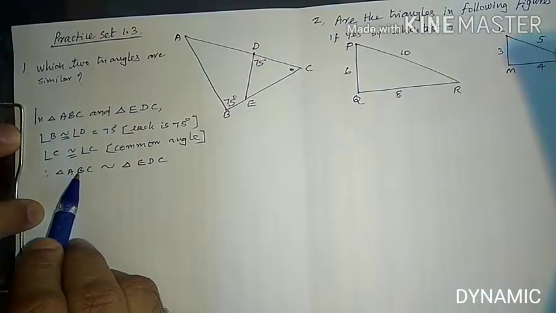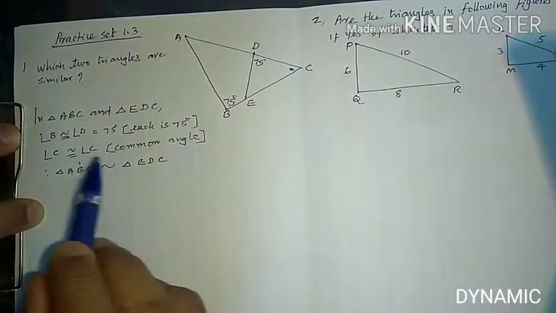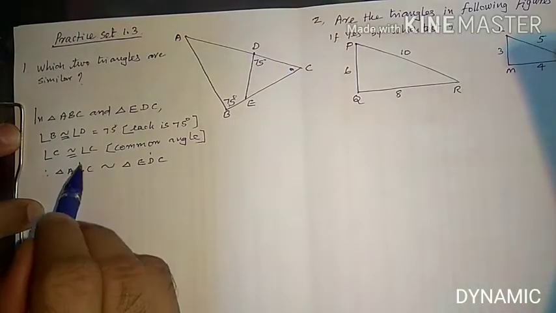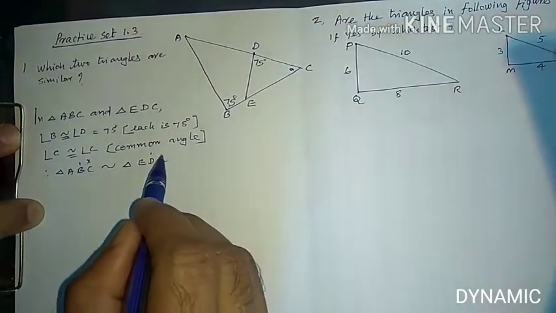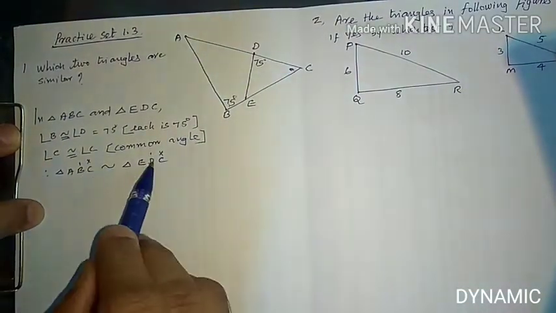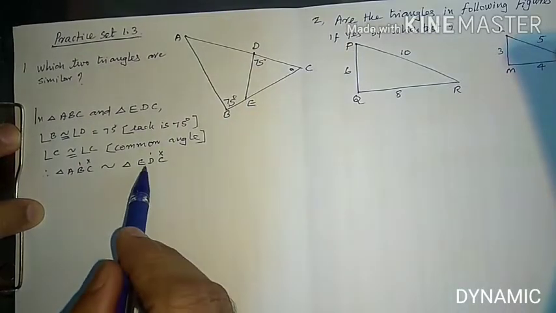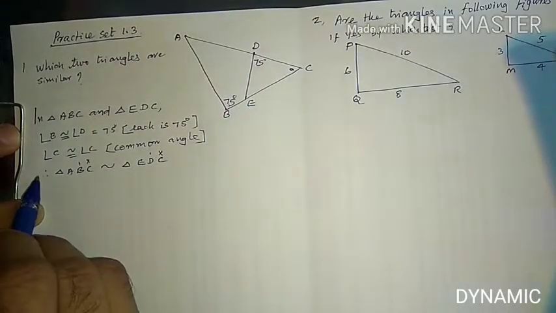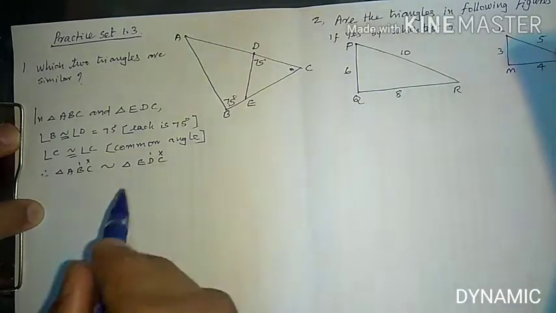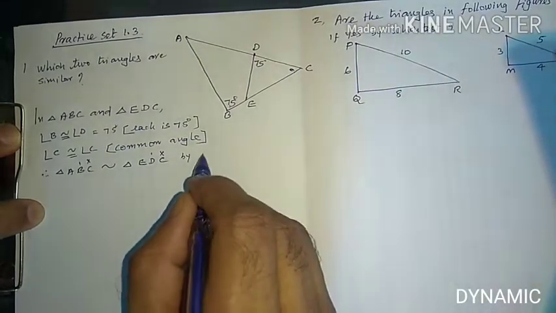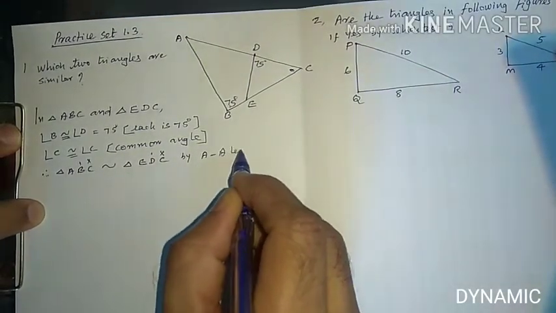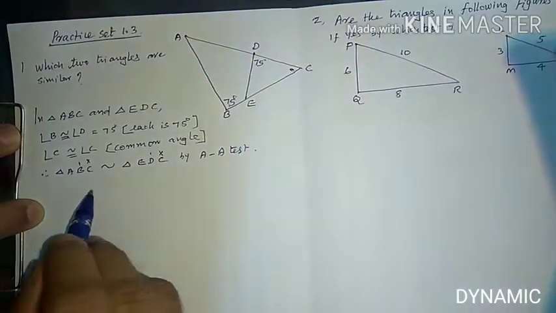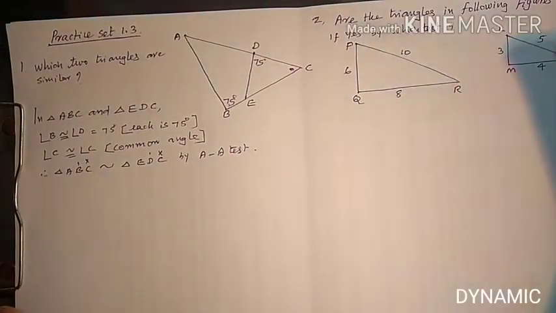See here, angle B is congruent to angle D. Angle C is common. These are the two angles. We have to see the third vertex: E, here it is A. Therefore, these triangles are similar by AA test. The first part gets over.